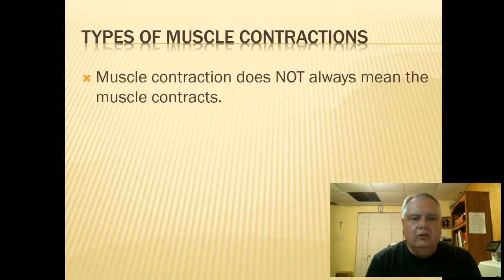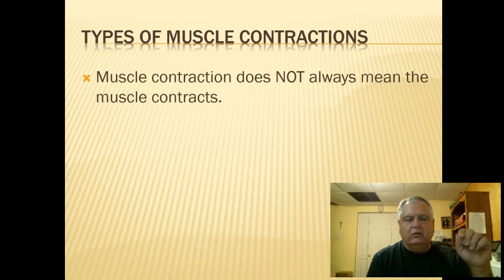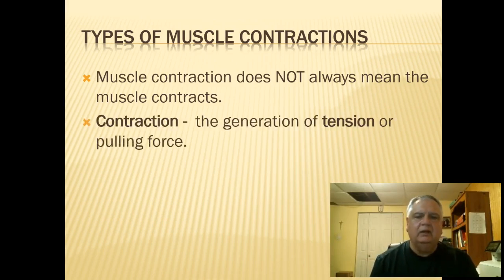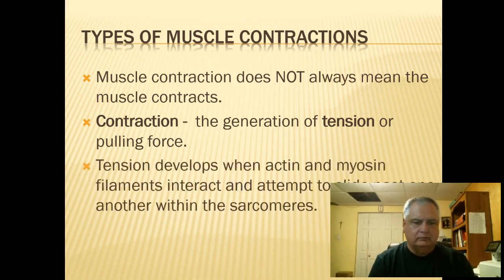Okay, next up, let's take a look at some types of muscle contractions. At the beginning of this, we had a little asterisk under contraction. We said a muscle contraction was the result of the shortening of the muscle developing force. Well, now we're going to adjust our definition a little bit and say that muscle contraction doesn't always necessarily mean that the muscle contracts or shortens. We're going to adjust our definition of a contraction to say that a muscle contraction now is the generation of tension or pulling force.